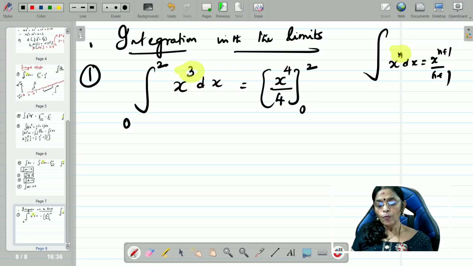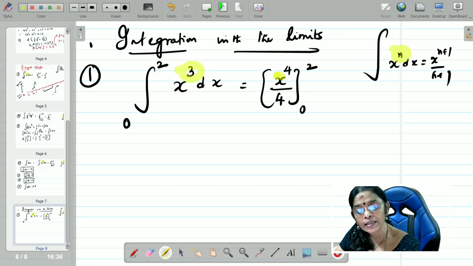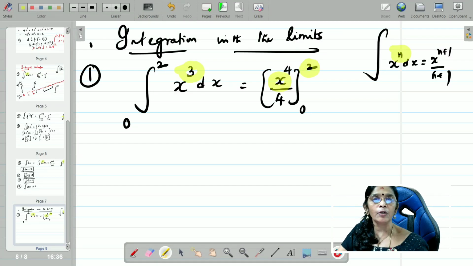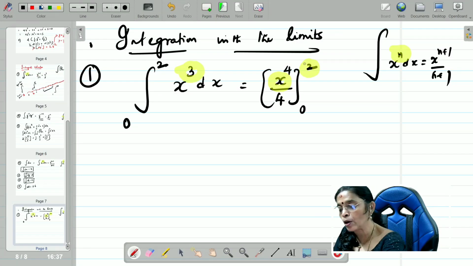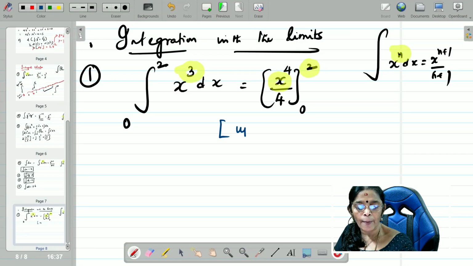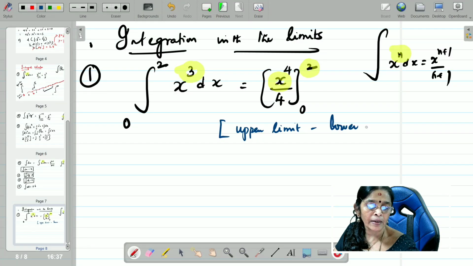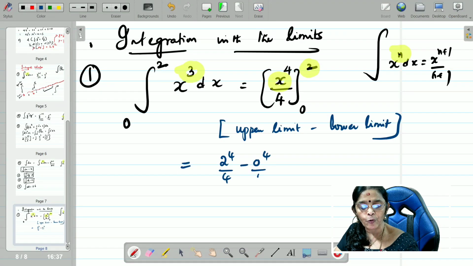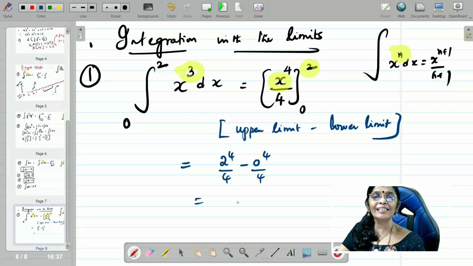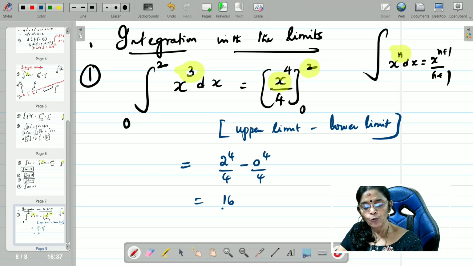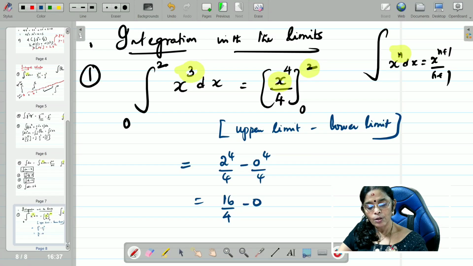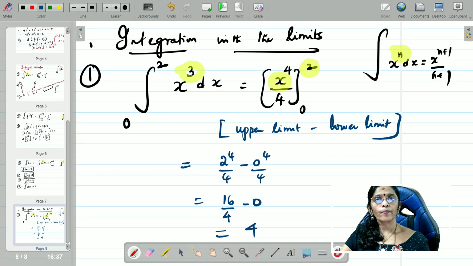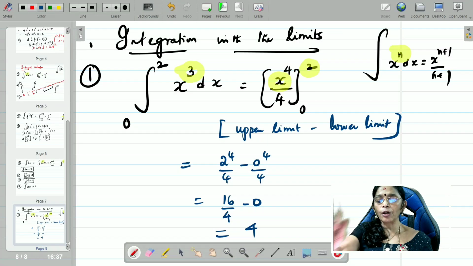Apply the limits. Where are you going to apply the limits? Instead of x, first of all apply the upper limit. Upper limit minus lower limit. So note, I have to write upper limit minus lower limit you have to apply. So how are we going to apply? So that is equal to upper limit is 2 power 4 by 4 minus 0 power 4 by 4. So that is equal to 2 power 4 is 16. 16 by 4 is equal to 4. That is all. So that is equal to 4. Do you understand, children? This is how you need to apply the limits.